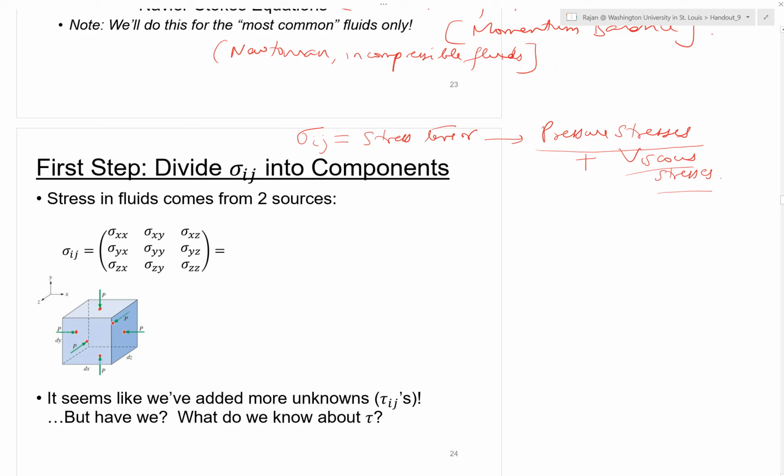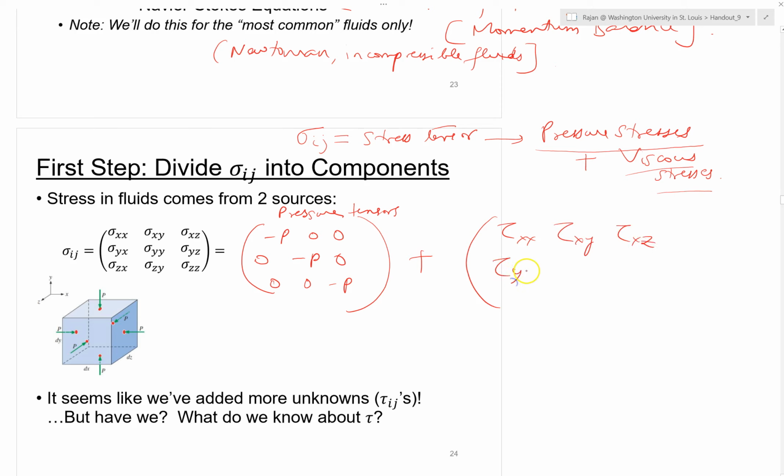the sigma ij tensor in this particular form, minus p 0 0, essentially a very nice matrix. You can apply matrices for tensors, that's one of the beauties of it, plus the different matrix elements of the viscous stress tensor.